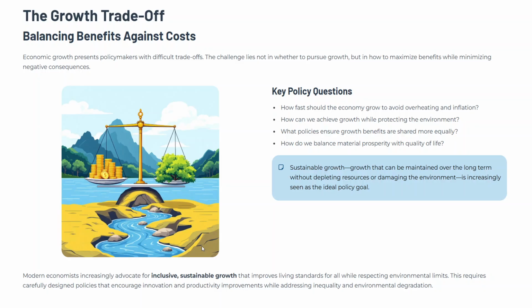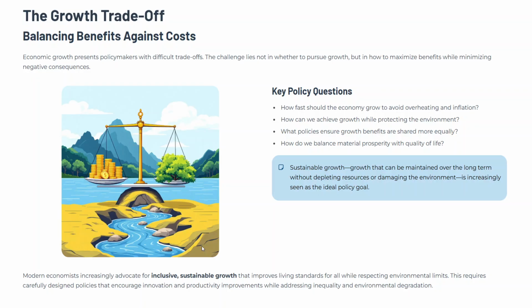Let's see now some key policy questions when we try to weigh the benefits against the costs. How fast should the economy grow to avoid overheating and inflation? How can we achieve growth while protecting the environment? What policies ensure growth benefits are shared more equally? How do we balance material prosperity with quality of life?